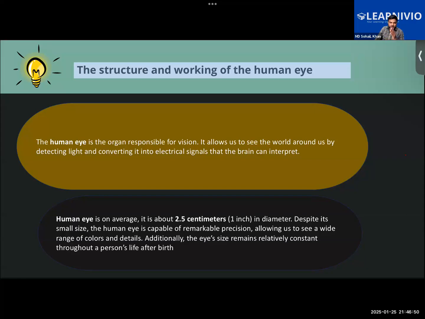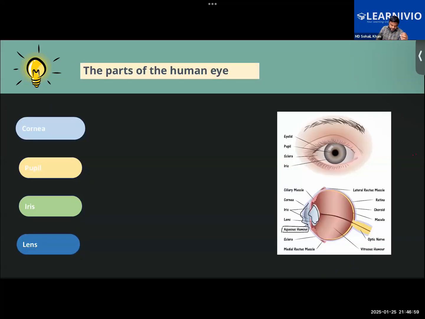Hope you guys are getting this topic, okay? Yes, the outermost layer of the eye is basically what is usually donated, okay? Yeah, that is one thing. So let us talk about different parts of the eye now.